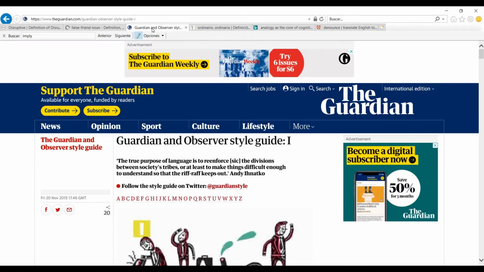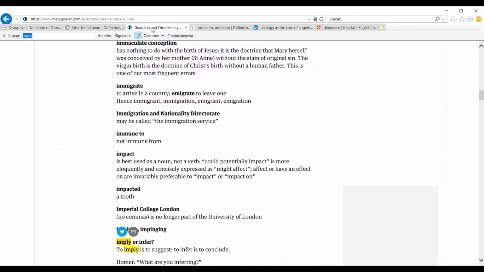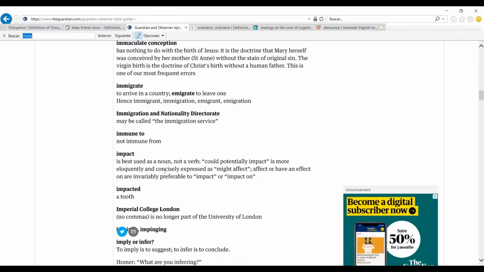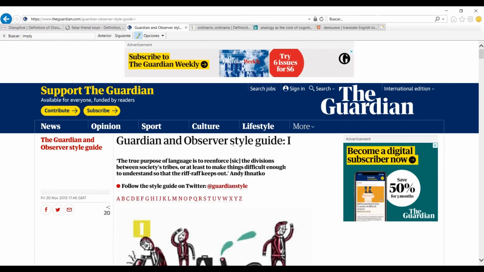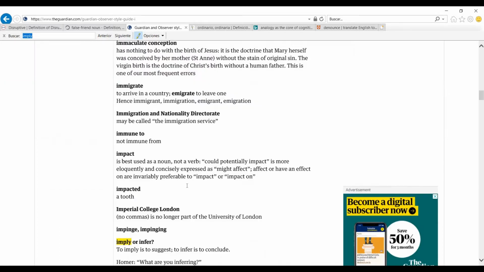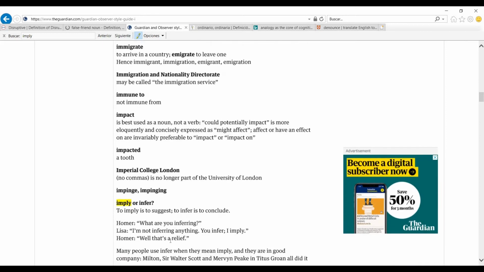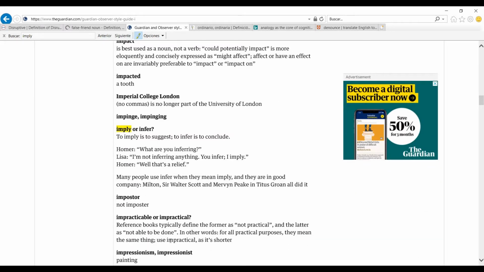But then I want to show you something here. In English, they have a problem with the difference between imply and infer. Let me just tell you that we are here looking at the Guardian and Observer style guide, right? And what is the problem these people have with imply and infer? They seem to confuse these two words, right? And here they explain to you that to imply is to suggest, whereas to infer is to conclude.